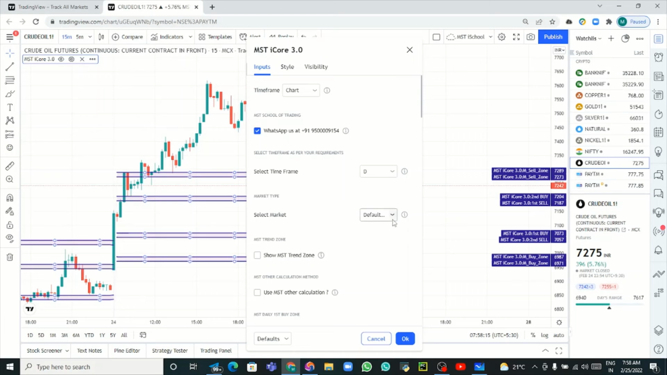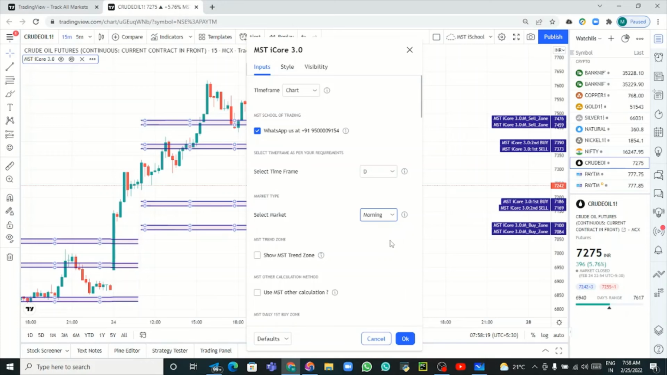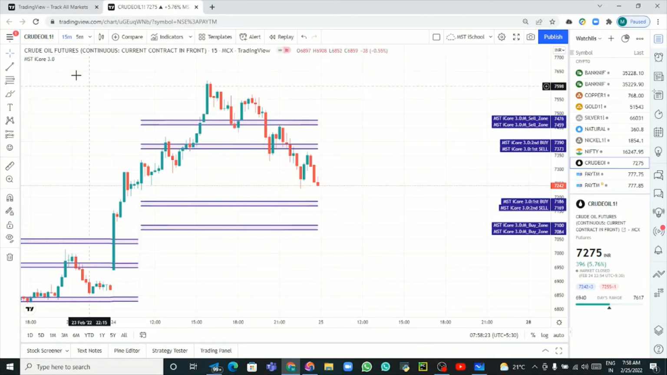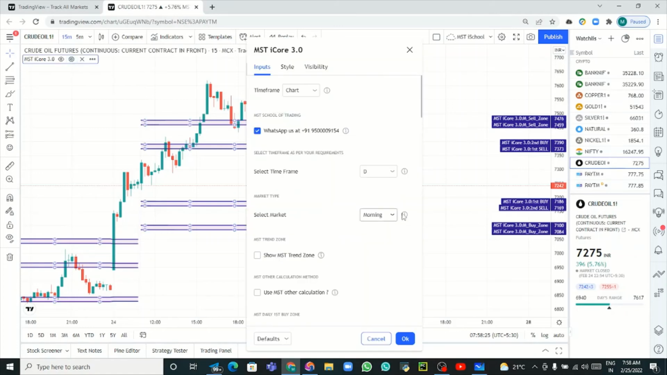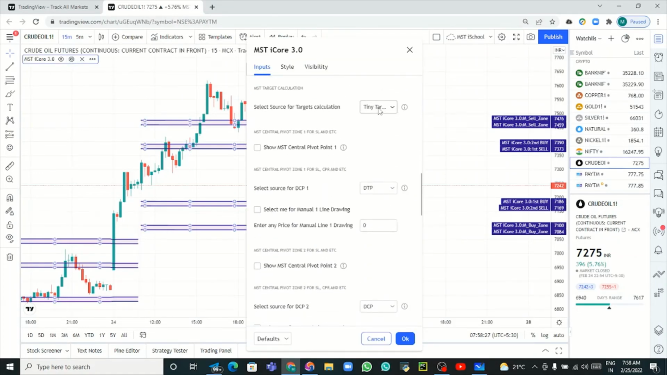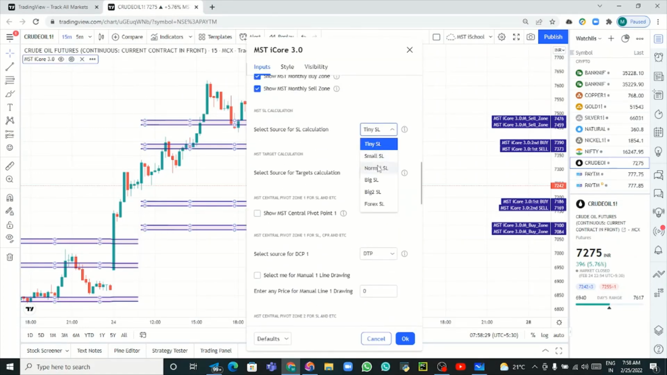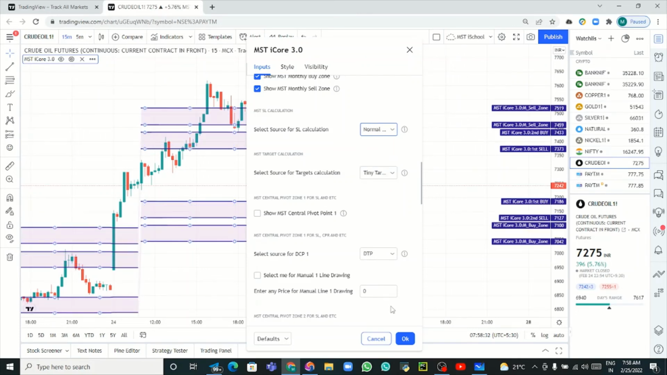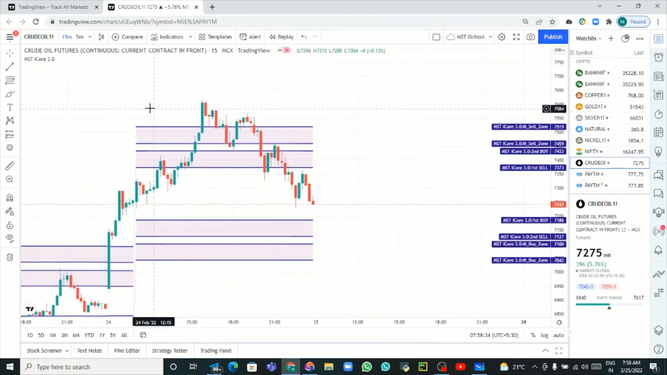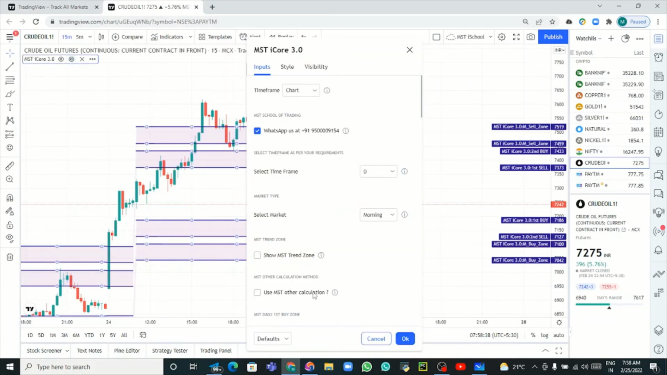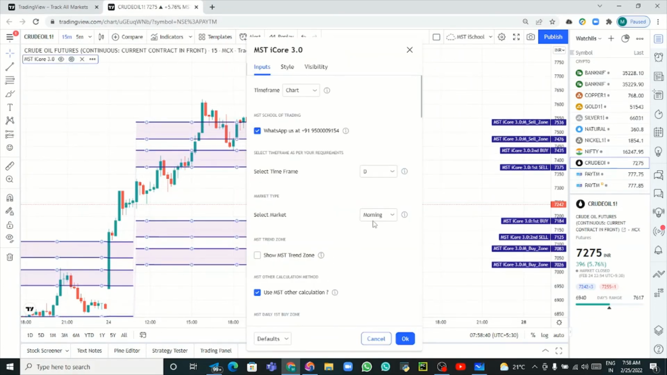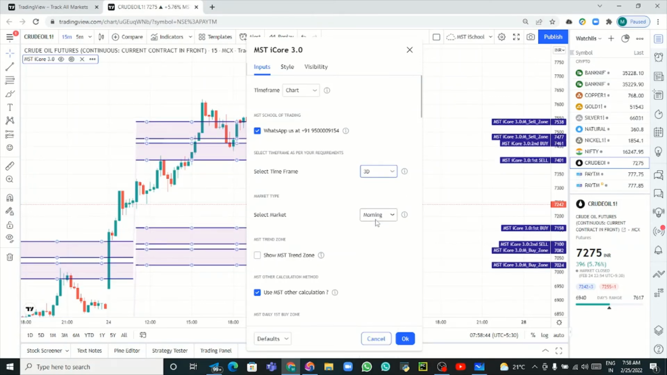So I have kept it in default. Suppose I want to trade in the morning level. In the morning, this will be your morning entry. As I told you, you have to keep normal because it is the small one, right? See here, in the normal, what happened? You can use other calculation or you can use 3D because of reversal.